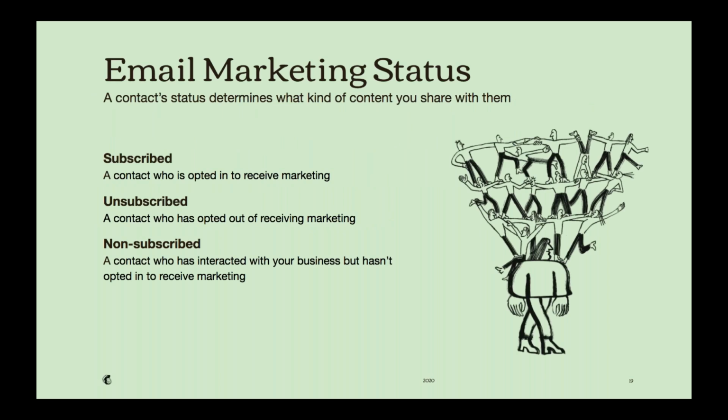Statuses for contacts can include subscribed, unsubscribed, non-subscribed, cleaned, and archived. A subscribed contact is one that's opted in to receive marketing, while an unsubscribed contact has opted out of receiving marketing. Someone who's non-subscribed is a contact who has interacted with your business but hasn't opted in to receive marketing. For example, they may have purchased something from your store, but they didn't sign up for your newsletter.